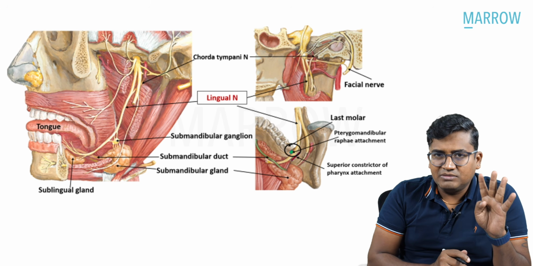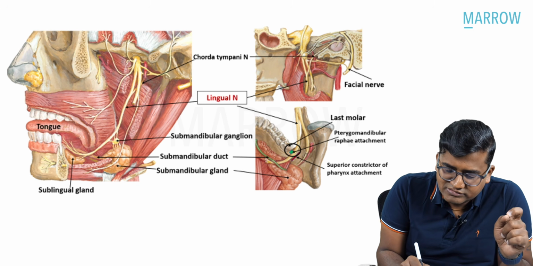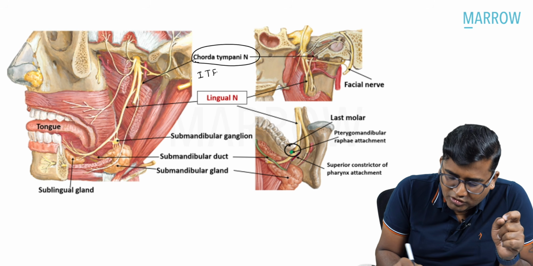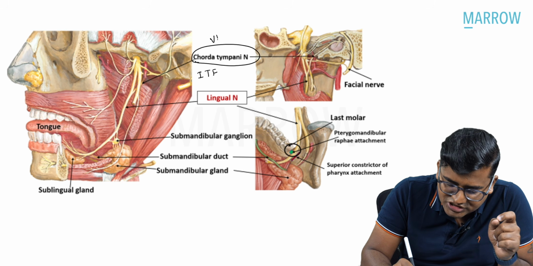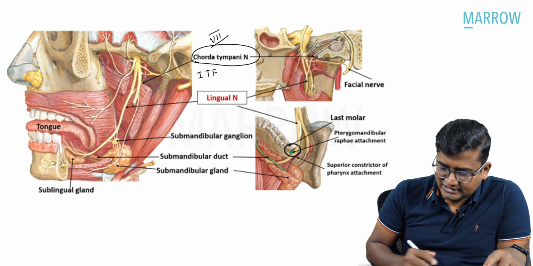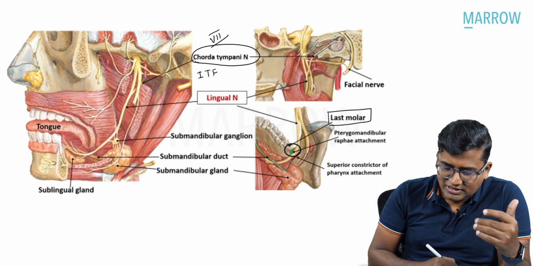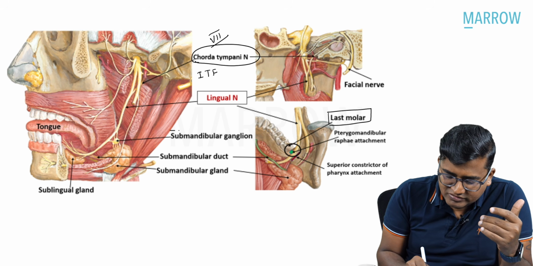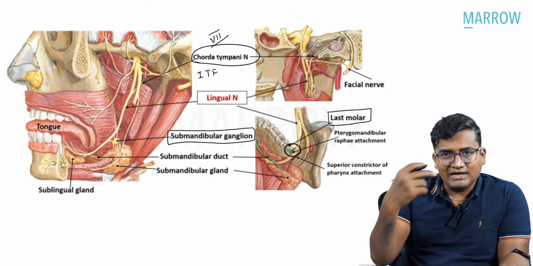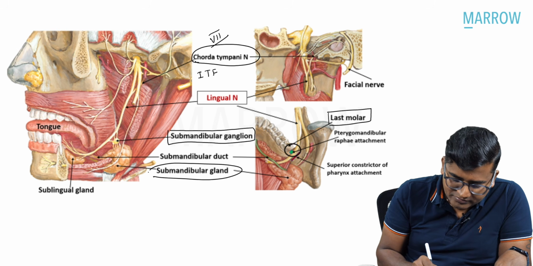So lingual nerve, you have to remember only 3 points. First point, lingual nerve receives chorda tympani nerve in the infratemporal fossa. Chorda tympani is a branch of facial nerve. Now lingual nerve descends down and that is very close to the last molar. And the lingual nerve is suspending one ganglion. Which ganglion? Submandibular ganglion. The fibers from submandibular ganglion directly supply the submandibular gland.